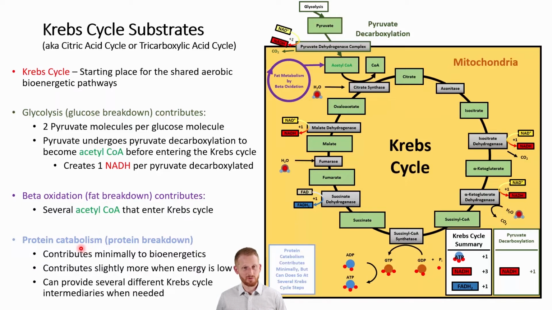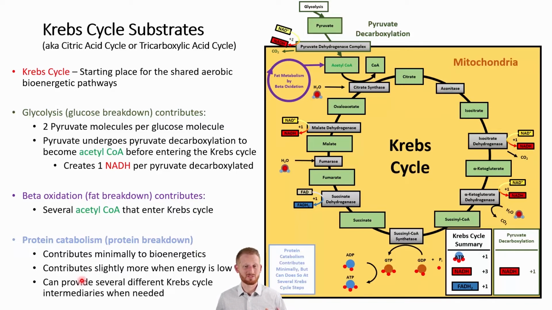Protein can also contribute to the Krebs cycle. The process of breaking down protein is called protein catabolism. Remember that protein is minimally involved in bioenergetics. Our body tries to conserve protein. It does not want to use protein in order to make energy. We want to use protein in order to build structures, things like muscle and different organs and tissues like that. So we don't typically want to do this, but we can when we need to.